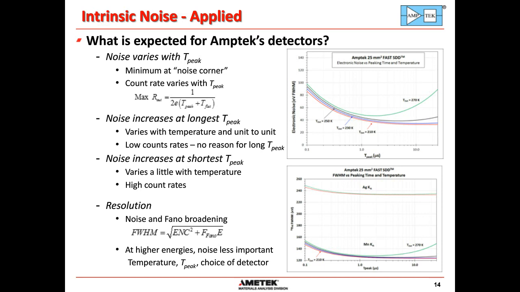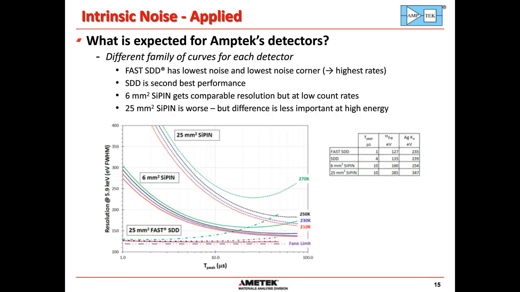Each one of Amptek's detectors has a different family of curves. These are listed in our spec sheet shown on the website. You can look them up. But what you'll find is that the fast SDD always has the lowest noise and the lowest noise corner, which means it runs at the shortest peaking times, supports the highest count rates, which is why it's fastest. The SDD will always have second best performance, a bit higher noise, a bit lower peaking times.